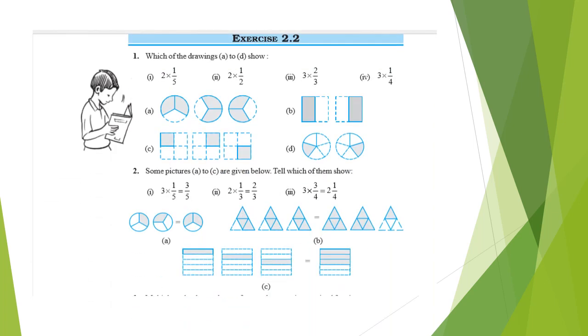Now I am giving some questions for practice. Try to solve the ones which we have discussed. Now I am giving some practice questions for you.